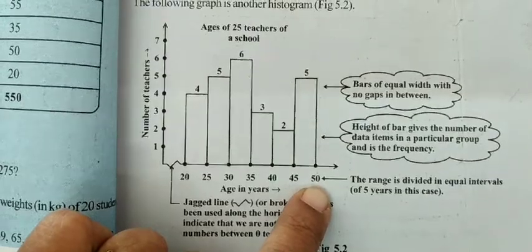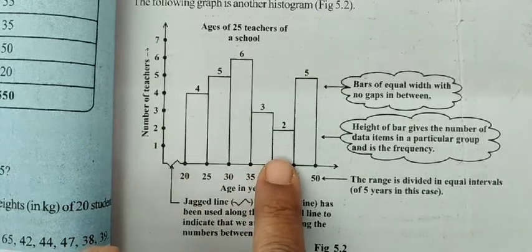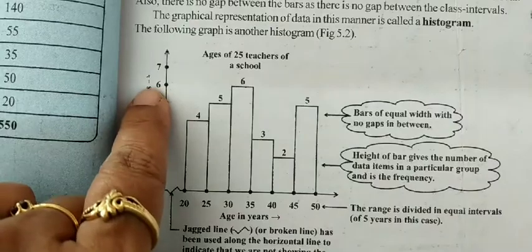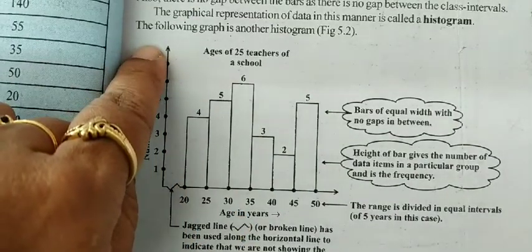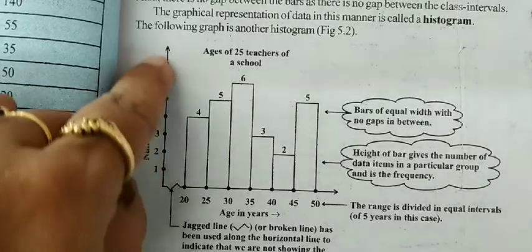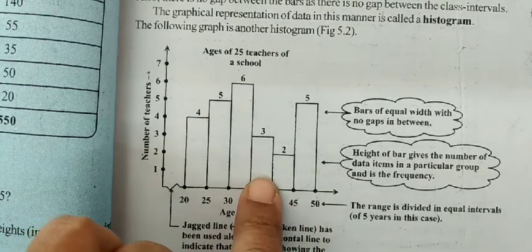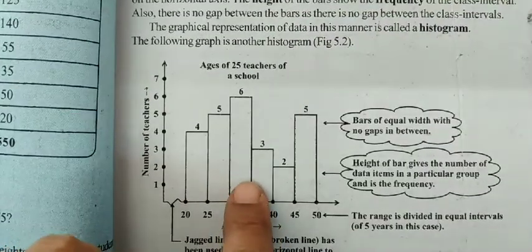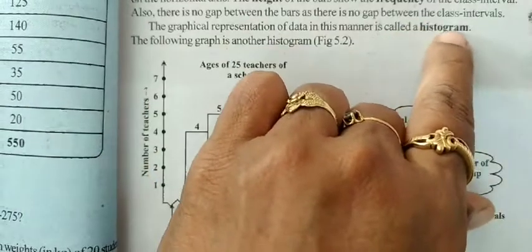Is that clear? So bars of equal width, no gap in between, that you have to keep in mind. Height of the bar gives the number of data items in a particular group, that is called frequency, which is to be taken. Understood? So here the number of teachers is taken, and here the ages of teachers is taken. And what is this graphical representation called? It is called a histogram. This type of graphical representation of data is considered a histogram.